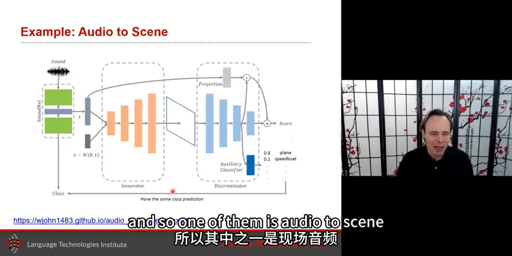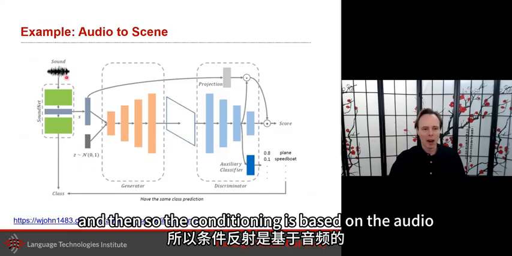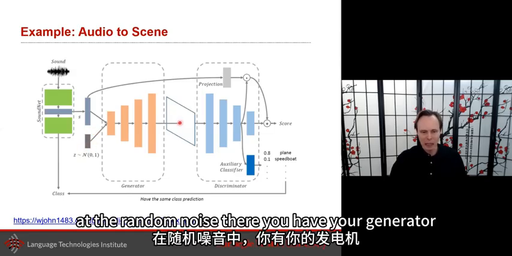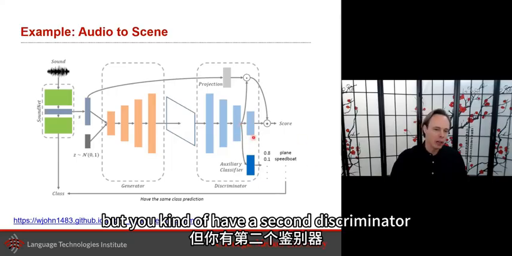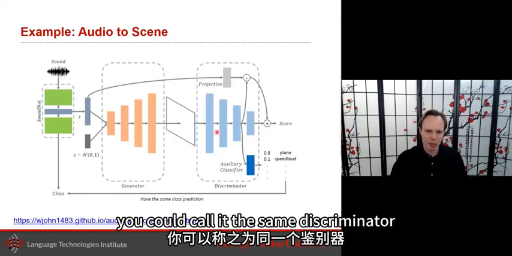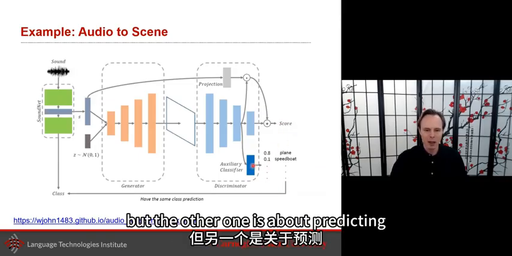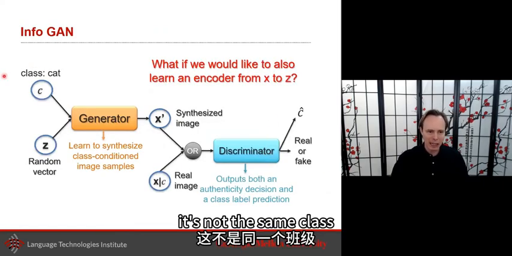One of them is audio to scene. You get an audio, and the conditioning is based on the audio. And it's still the random noise here. You have your generator, and your discriminator will discriminate, but you kind of have a second discriminator. You could call it the same discriminator, but just multitask. One is about fake versus not fake, but the other one is about predicting. So it's a nice simple extension. It's not exactly the same architecture and not the same class.